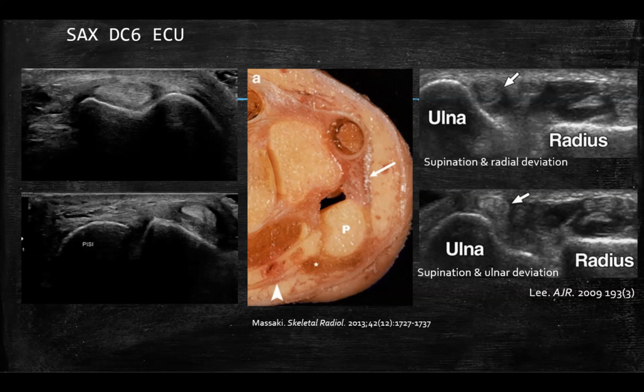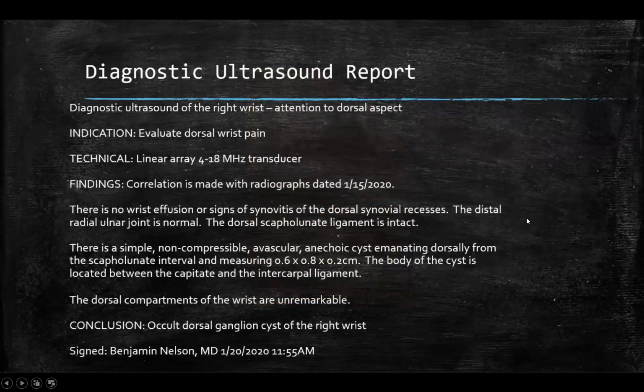So with that, we've worked our way through pictures in a structured, complete fashion of the wrist joints and the extensor compartments, and we can talk about our report. So we always lead in with the title of the report, our indication, technical information, and then in the findings paragraph, we always start with noting that we've correlated this with radiographs. The next paragraph is describing the joints.